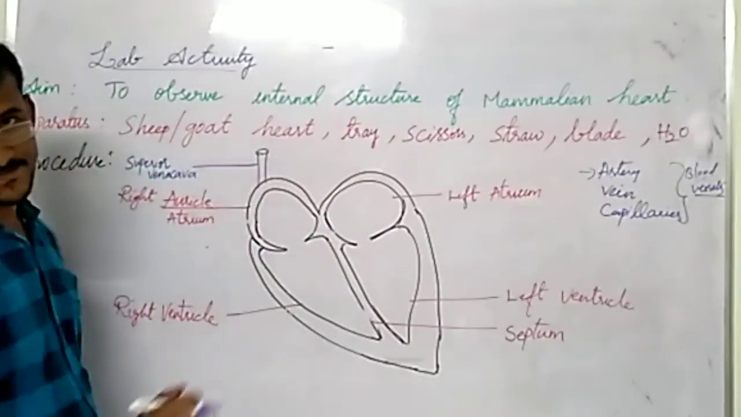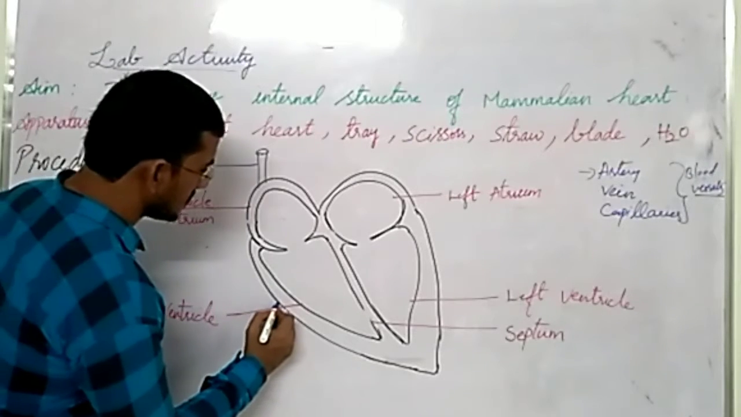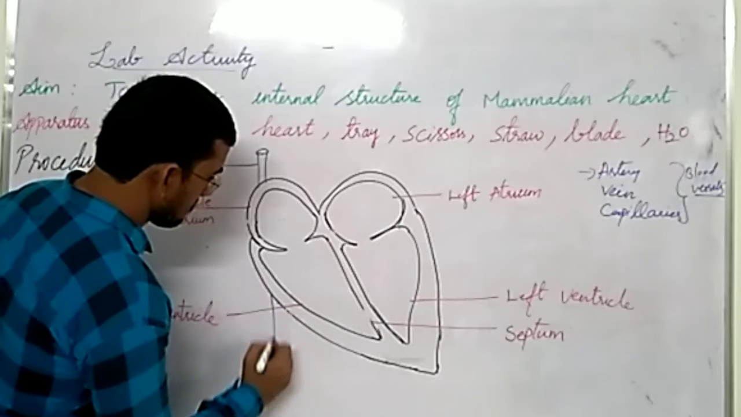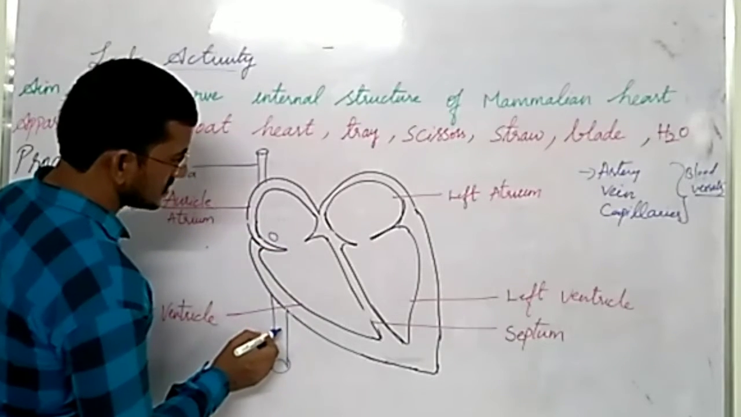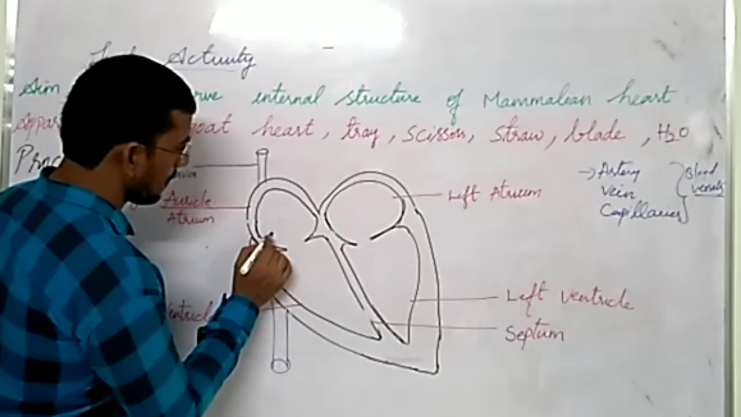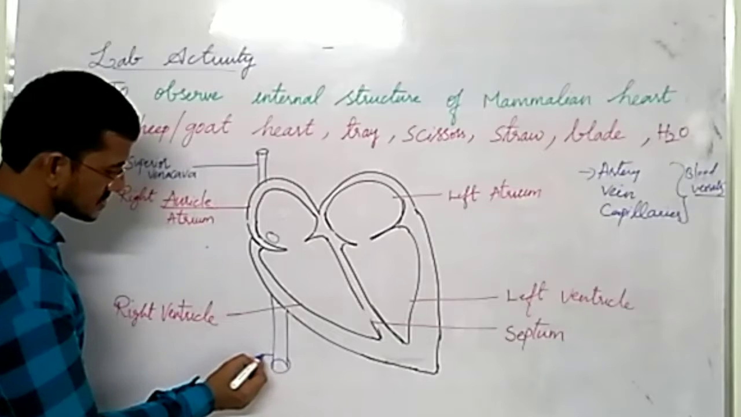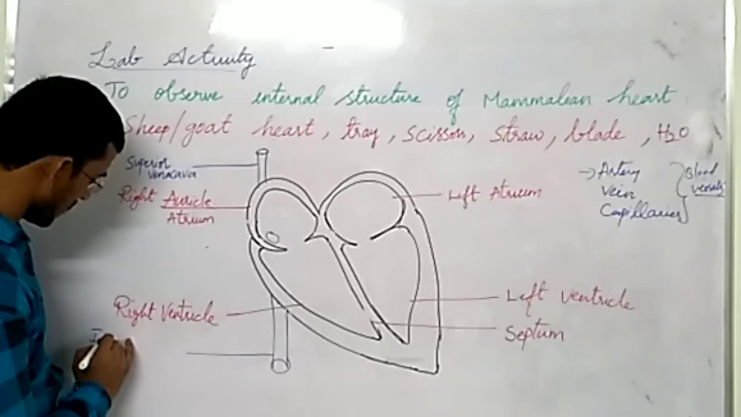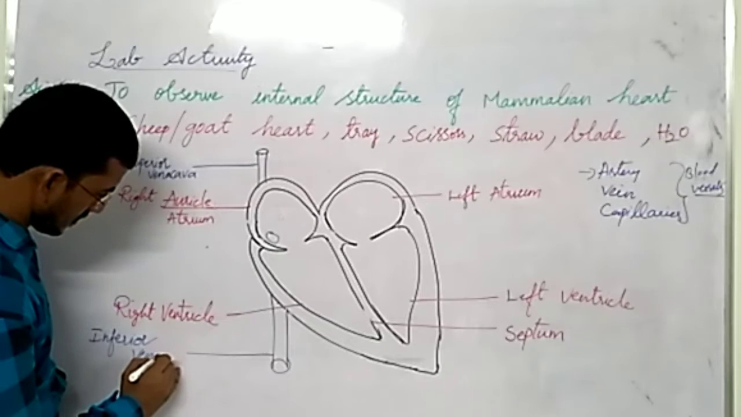right atrium. Then there is one more blood vessel. This blood vessel opens into right atrium, and this blood vessel is called inferior vena cava.